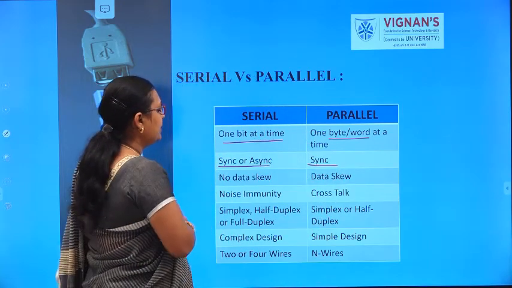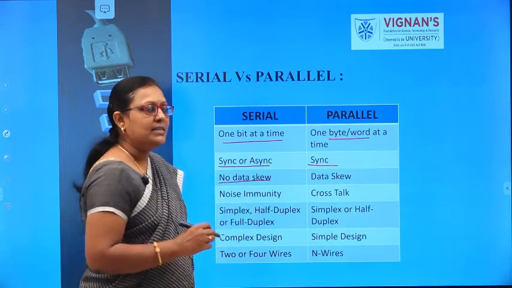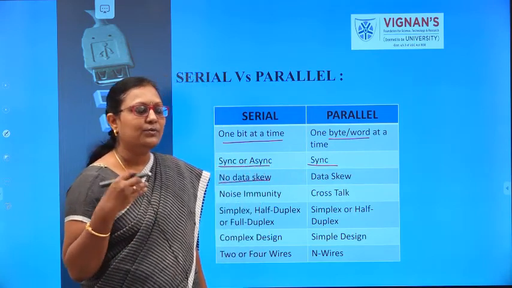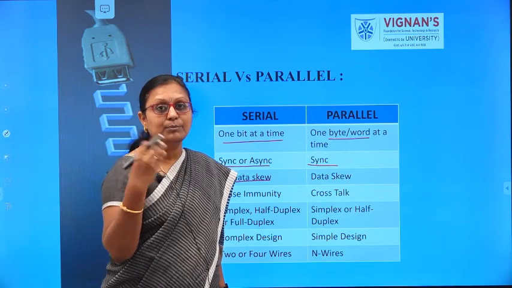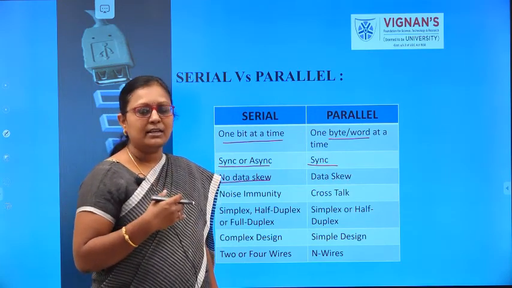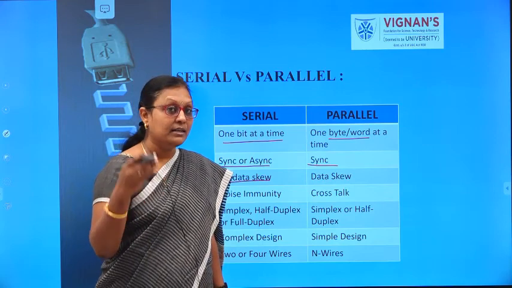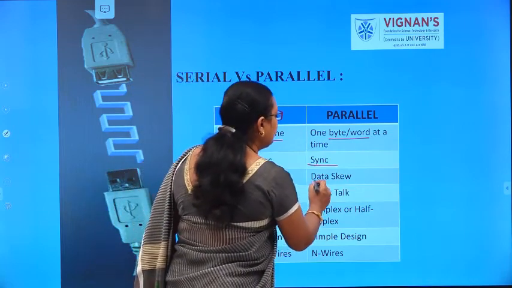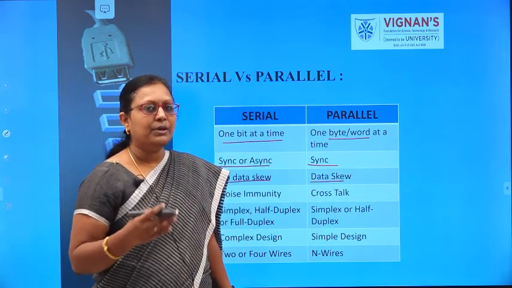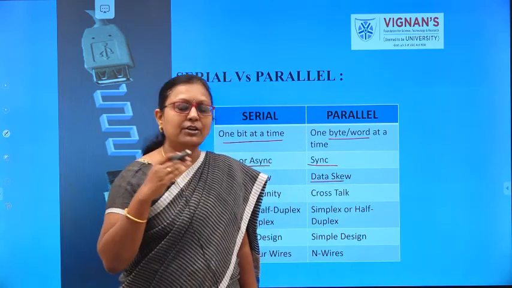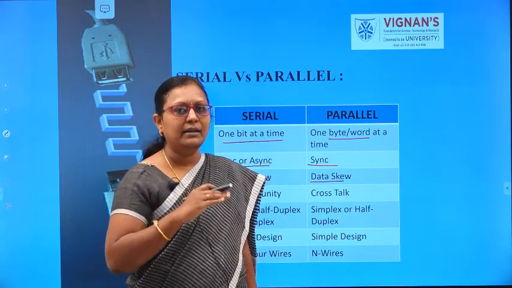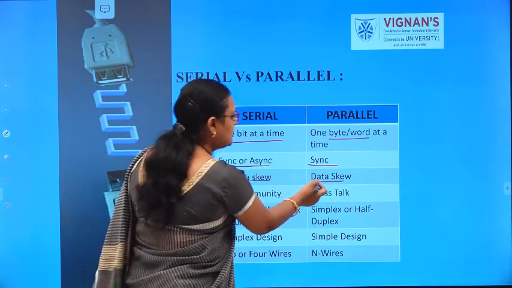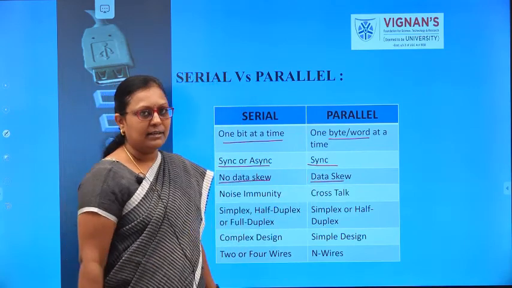The next point is that there is no data skew. Data skew is the mislocation of data, that is, the data is not aligned or transmitted properly. That will not happen in serial communication, because we are transferring it bit by bit, so there is no data skew. When comparing with parallel, data skew is possible, because when you transfer a byte or a word completely at a time, there is a possibility of mislocation of data. That is why data skew occurs in parallel communication.